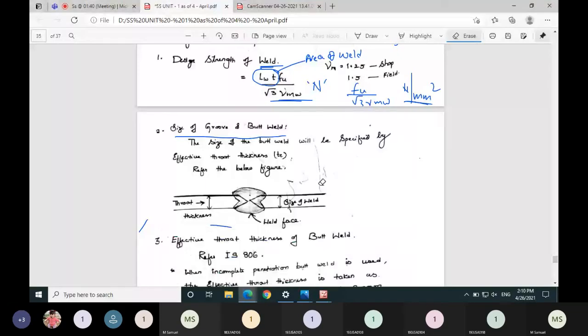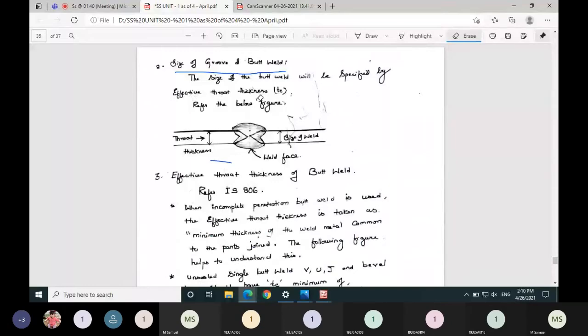Now, what is the size of the groove or butt weld? The size of the weld is going to be equal to the throat thickness.